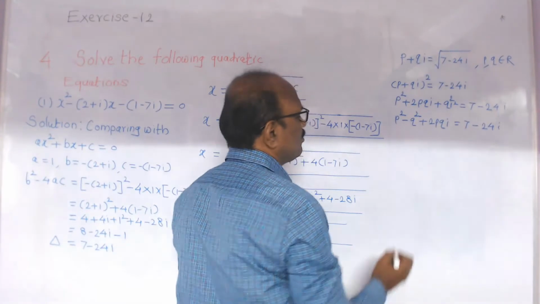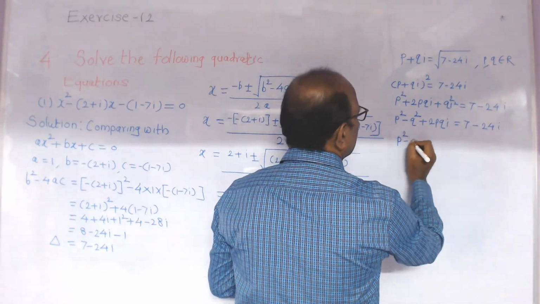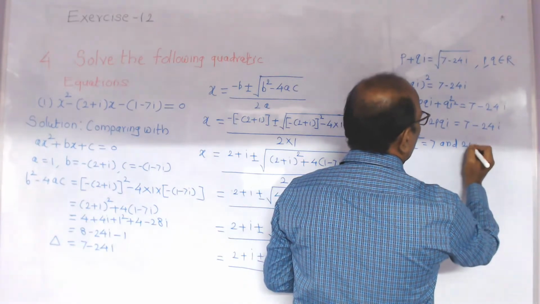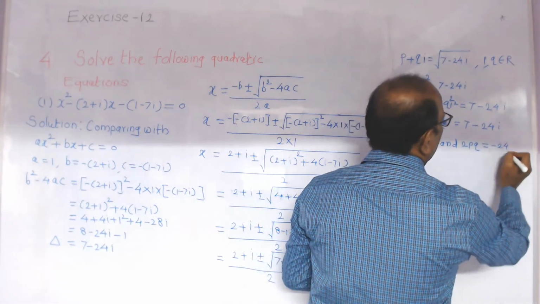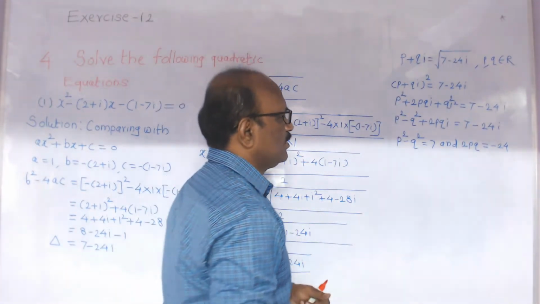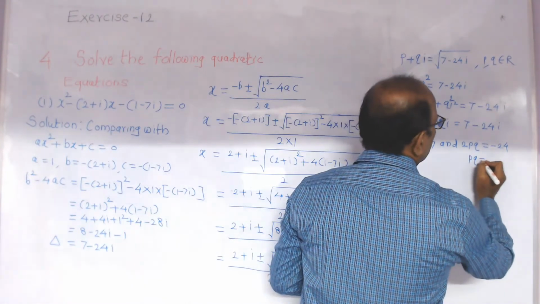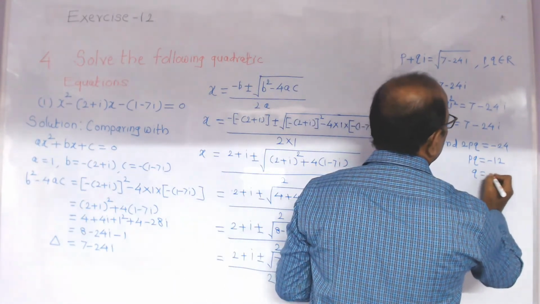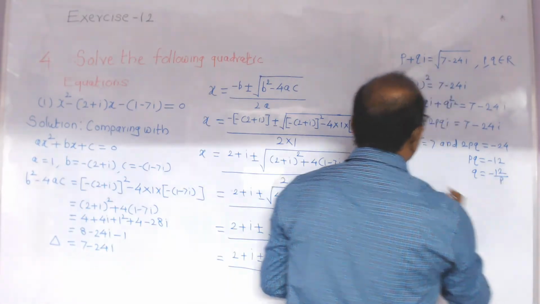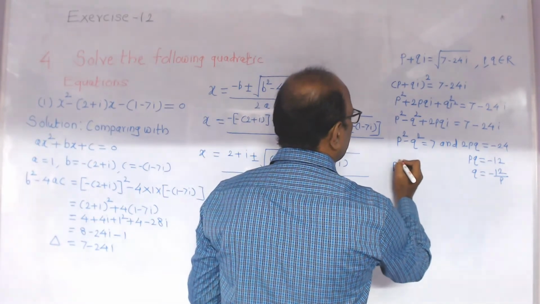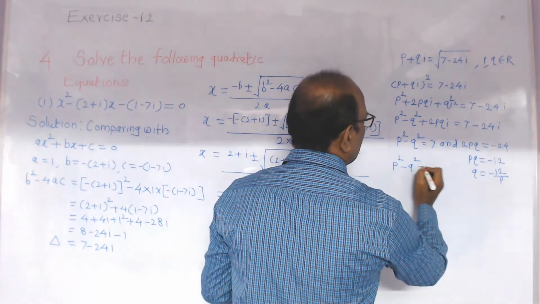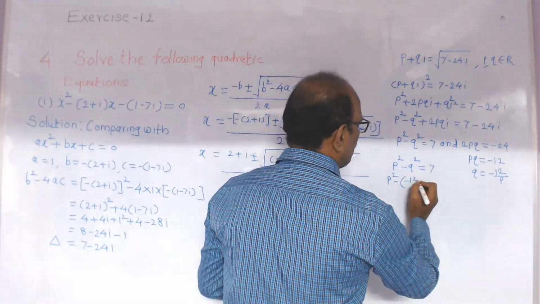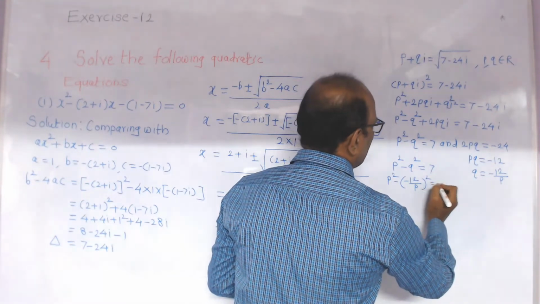We have solved this type of example. p squared minus q squared is equal to 7, and 2pq is equal to minus 24, equating the real and imaginary parts. Here pq is equal to minus 12, dividing both sides by 2. Therefore q is equal to minus 12 upon p. Now substitute the value of q here: p squared minus q squared is equal to 7, so p squared minus (minus 12 upon p) squared is equal to 7.